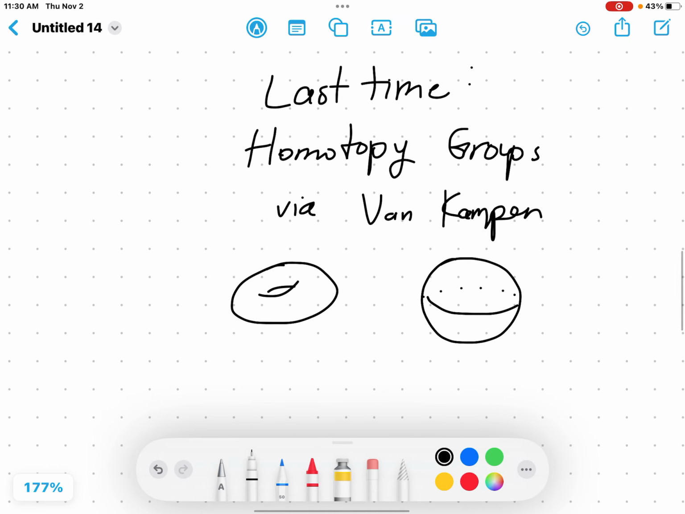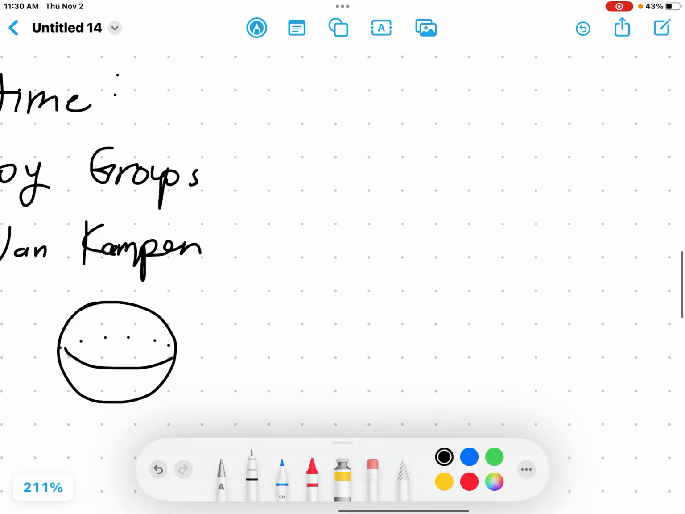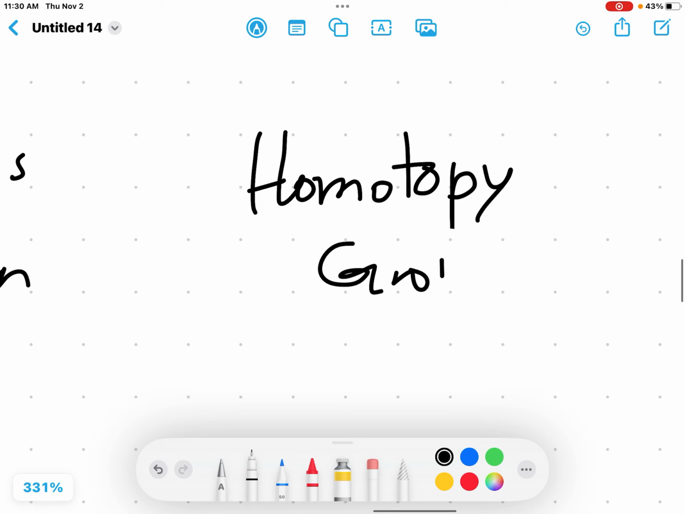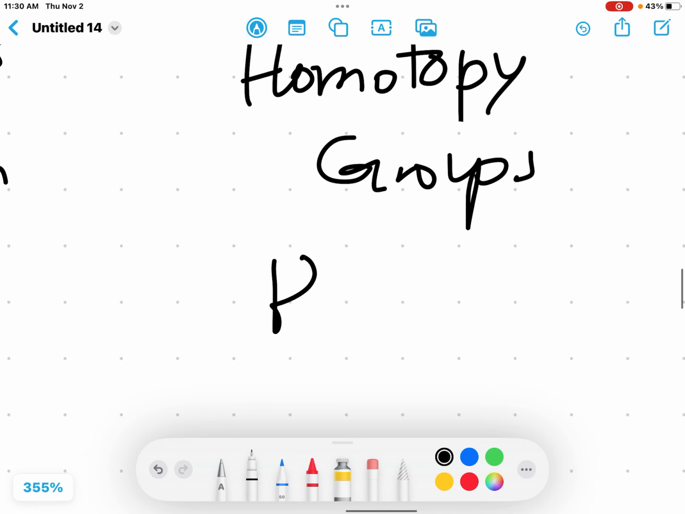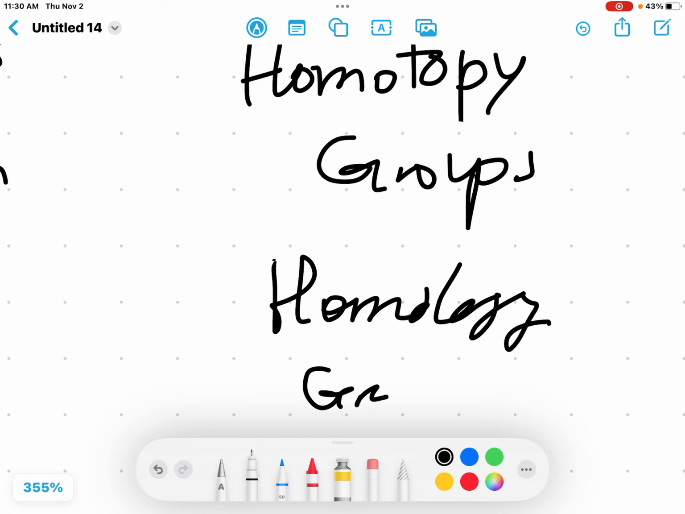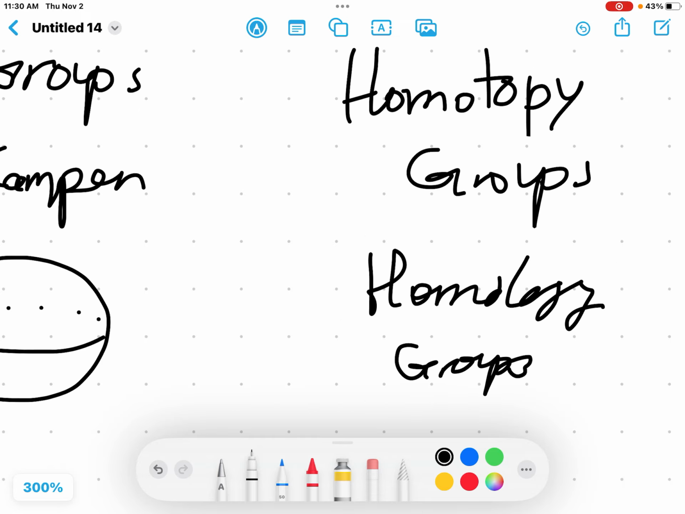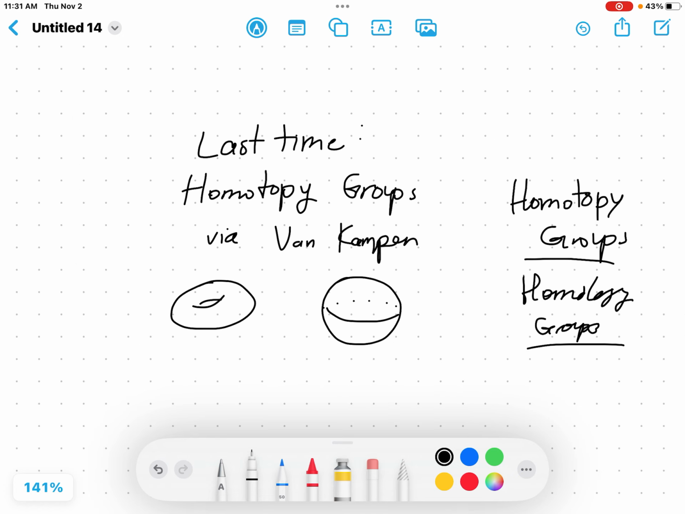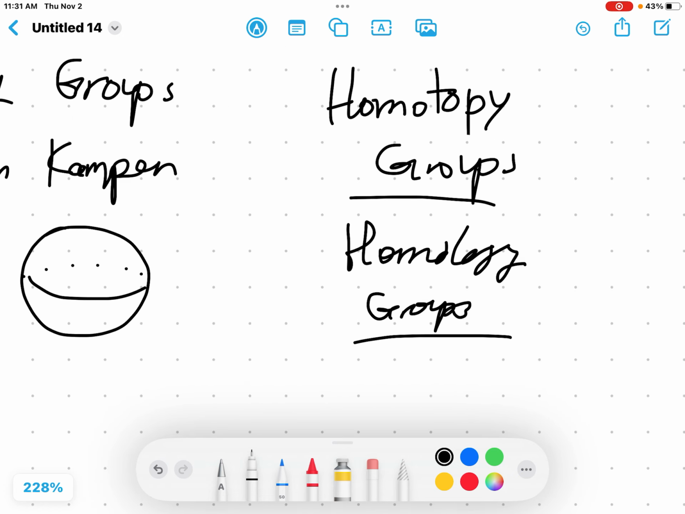So I mentioned this already, but there's a trade-off between computing homotopy groups and homology groups. One is easier to compute than the other. But the thing is, the other one that isn't so easy to compute gives a much richer theory, or much richer detail, to the space that we're studying.